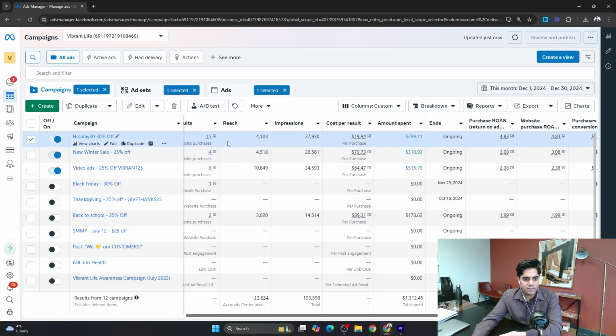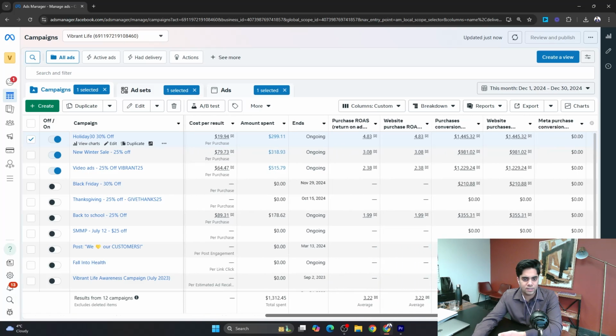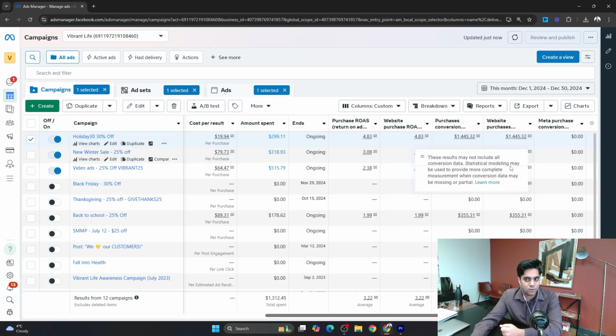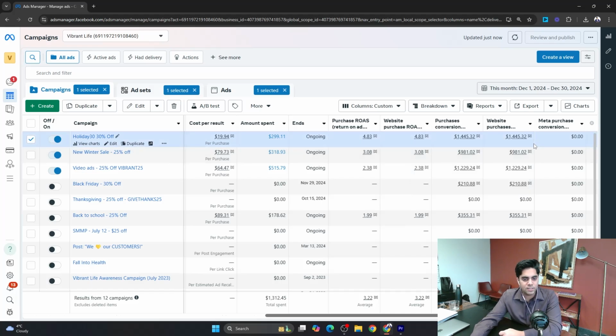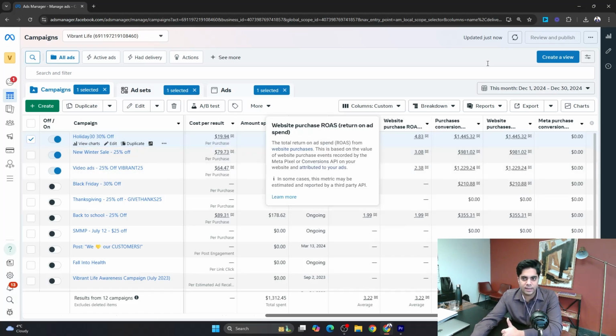So this has successfully gotten us 15 new purchases at $19.94 a purchase. We've been able to spend $300 at a 4.83 ROAS, generating us back $1,445 in cash collected, not revenue, cash collected on their first order. So if these customers come back 2, 3, 4 times, this $1,400 is really worth more like $6,000, $7,000, $10,000 to the business over the next few months. But for now, we're just going to look at cash collected.